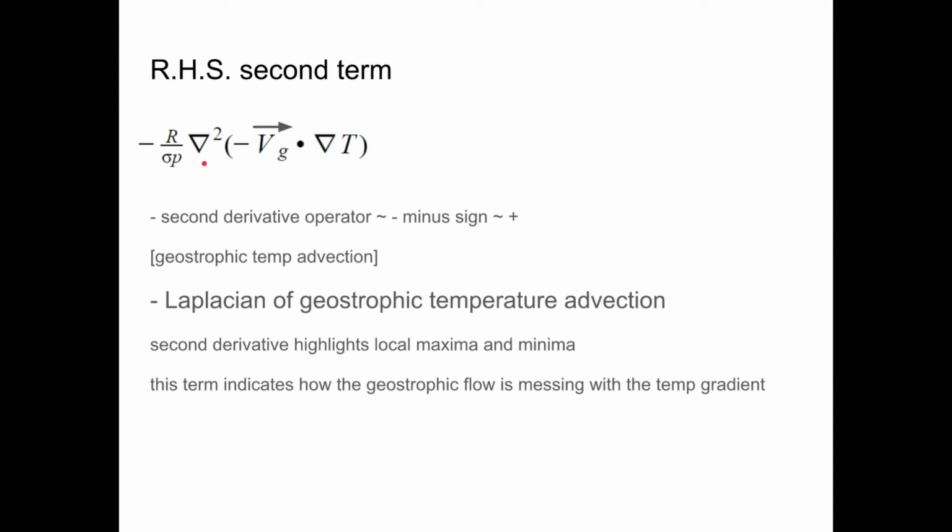Well, when we actually calculate this, we should still take the second derivative. And the second derivative actually highlights local maxima and minima. And so this is saying we're looking for locally large values of temperature advection, either warm or cold advection. And so this term is telling us how the geostrophic flow is messing with the temperature gradient, right? If we have locally large values of temperature advection, that's going to change the temperature gradient, and then that messes with thermal wind balance.